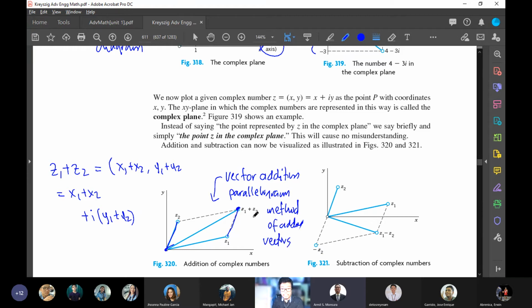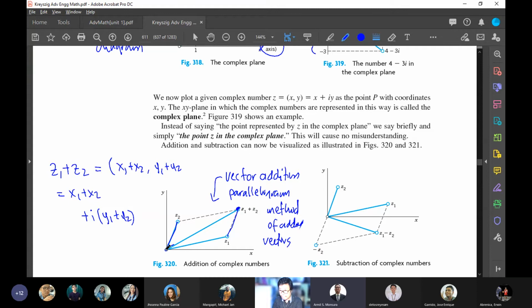Did you study this sa vector analysis? Yung vector addition? Sila nakakaalala. Oh. Ayun. Pero basically, this is the parallelogram method of adding vectors. Baka iba lang yung interpretation niyo, pero basically, this is how you add vectors.